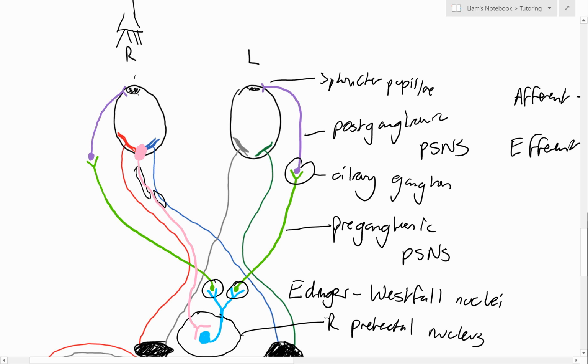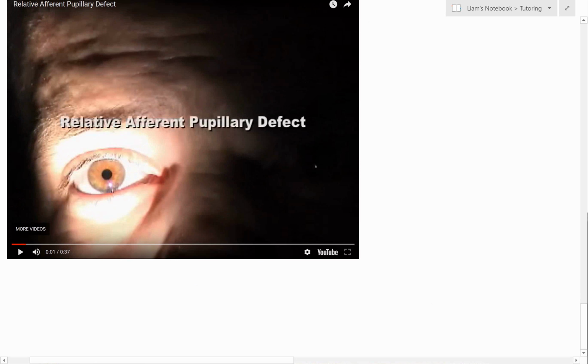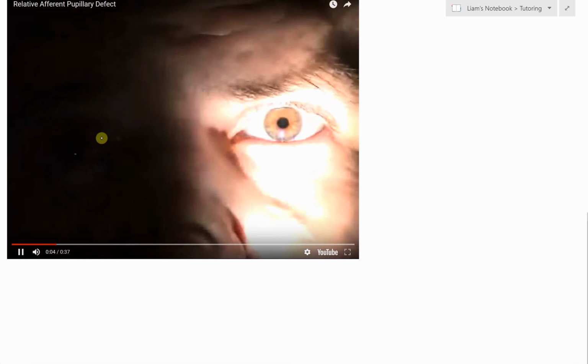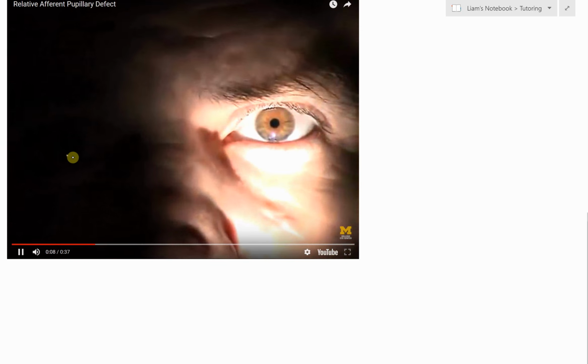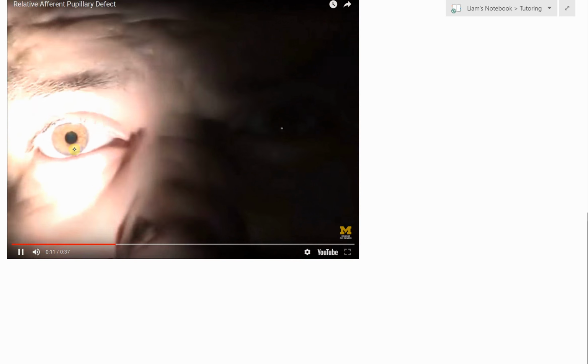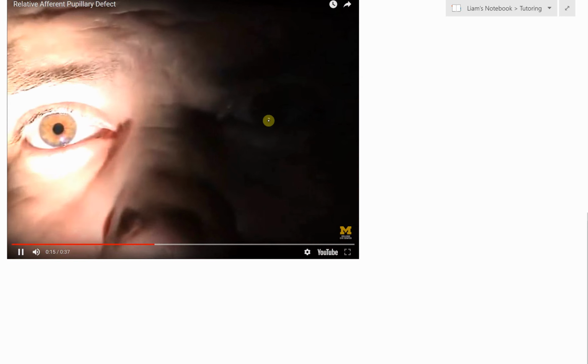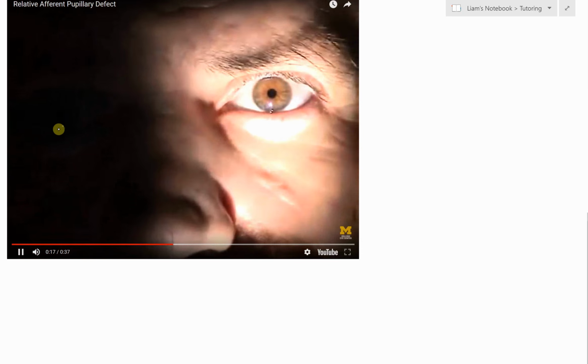What can be really cool though is this thing called a relative afferent pupillary defect. We detect that with a swinging torch test. And I've got a video of it here, so hopefully this will work. But basically what you see here, so focus on this eye here. See when the torch swings across, that pupil actually initially dilates rather than constricts. When it moves across, this eye constricts fine, but this eye will dilate instead of constricting when the light hits it.